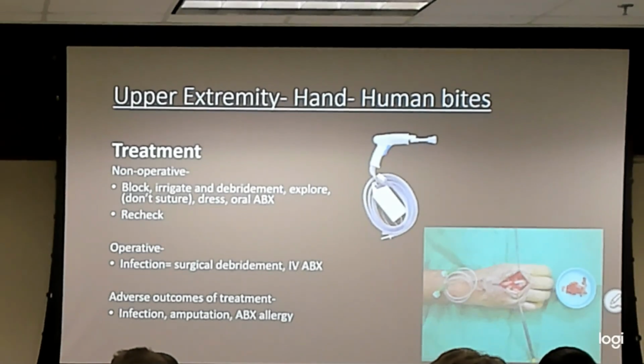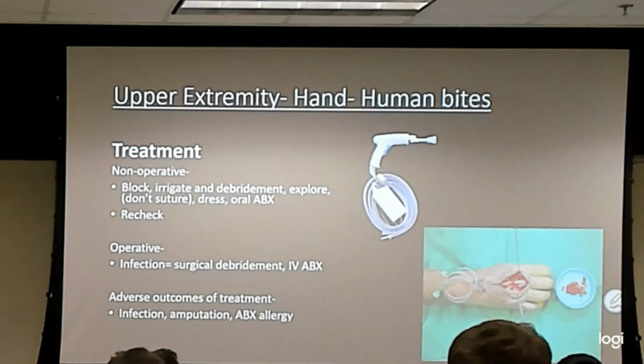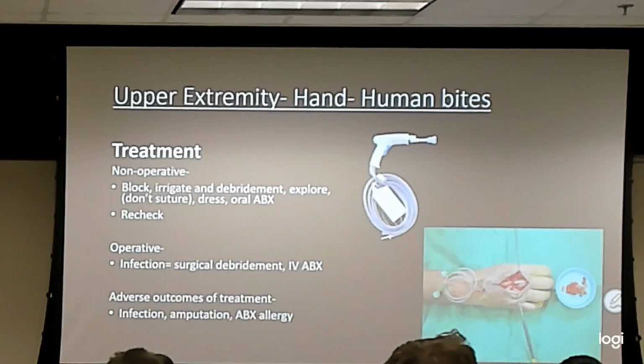Operative. Indications for that are if there's an infection, mostly so we can go in and do some surgical debridement, and they'll get IV antibiotics to go with that as well. And then if you have a complete extensor tendon laceration, that may not be an operative indication, but you should probably let ortho, again, decide whether that's something they're willing to take.